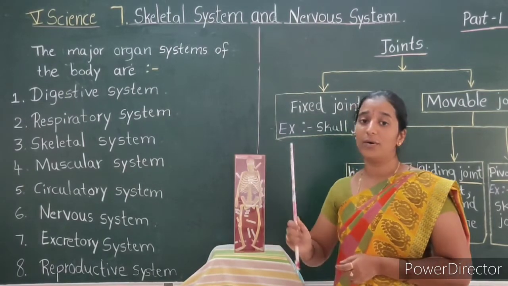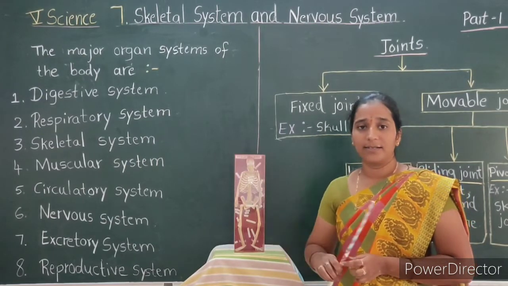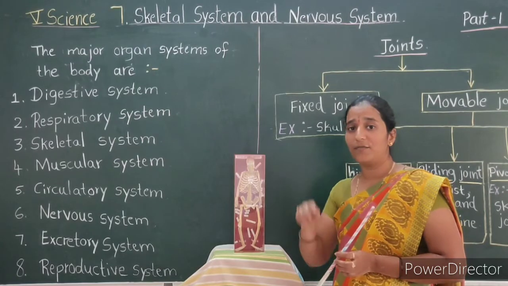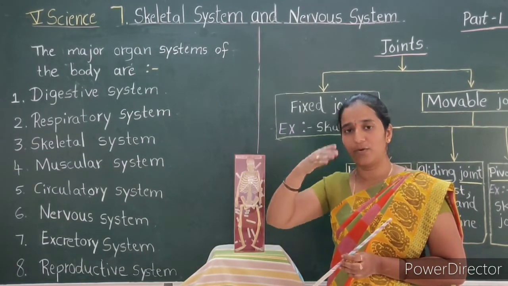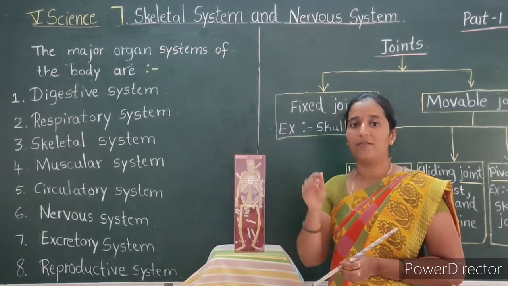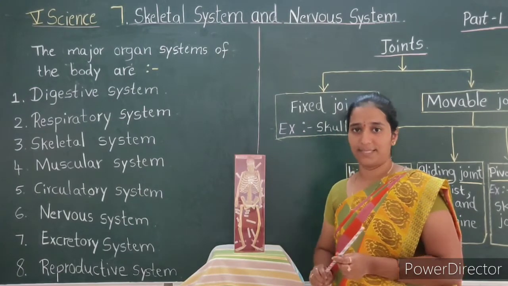Next we move on to rib cages. Rib cages consist of 12 pairs of curved shaped bones. They are called ribs. 12 pairs of curved shaped bones, that is what you call ribs.